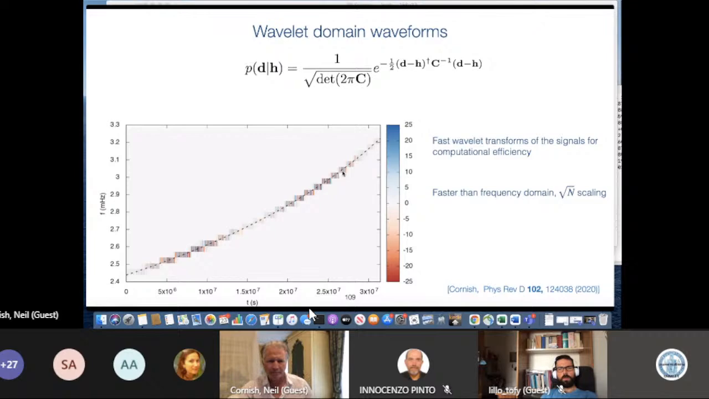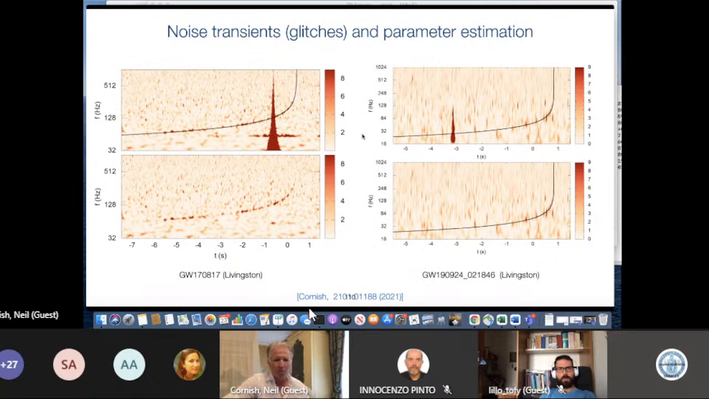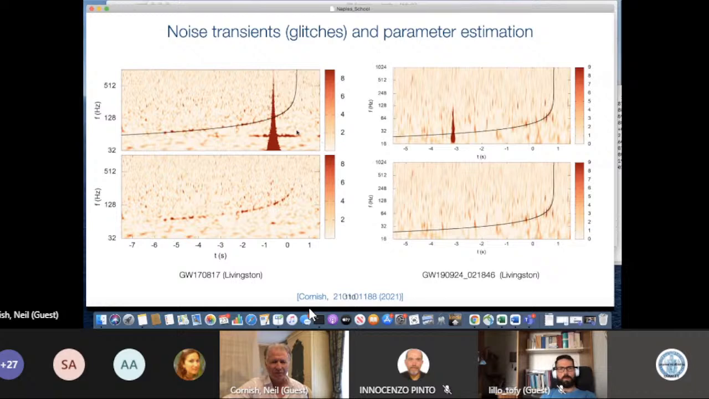All right, coming to the close here. As I mentioned, you really have to understand your noise to be able to extract the parameters of your signals correctly. Here's the classic example of that: GW170817, the first binary neutron star. This is the gravitational wave signal sweeping up in a chirp in the Livingston detector, and there was this giant glitch. Well, we can subtract that out.